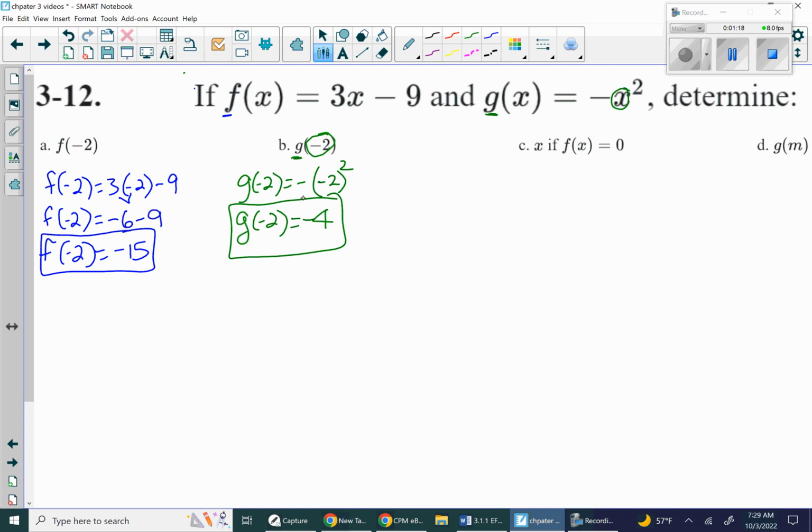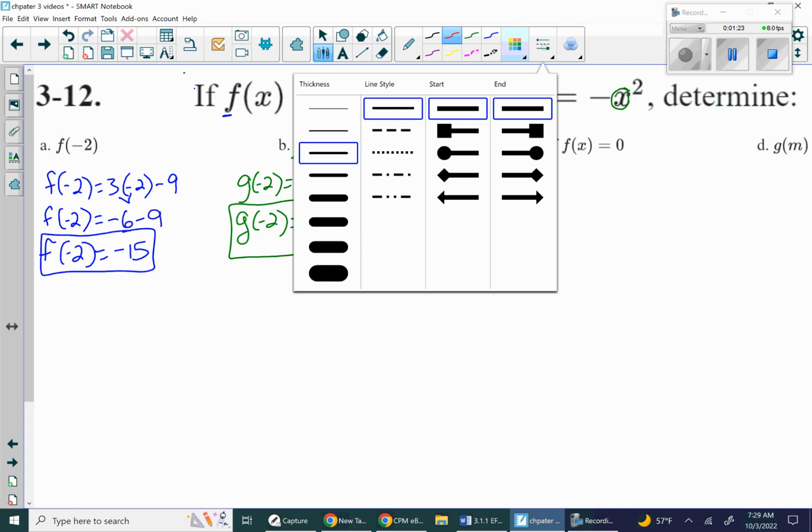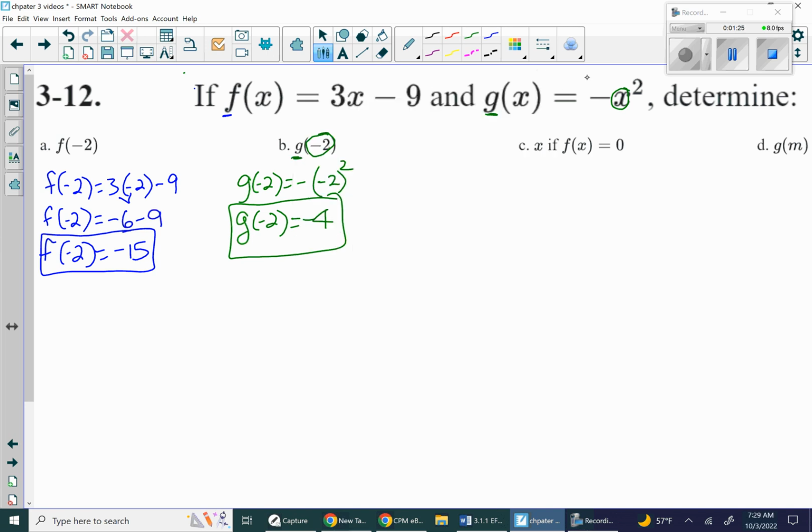All right, so let's go on to x. If f of x equals 0. This is kind of interesting because this kind of gives students trouble. And what this really means is if the output y is 0 on the f. All right, so this is our f of x. So if f of x is 0, that means this quantity right here has to be 0. So we get 0 equals 3x minus 9. X isn't 0. We're trying to find x if f of x or y equals 0.